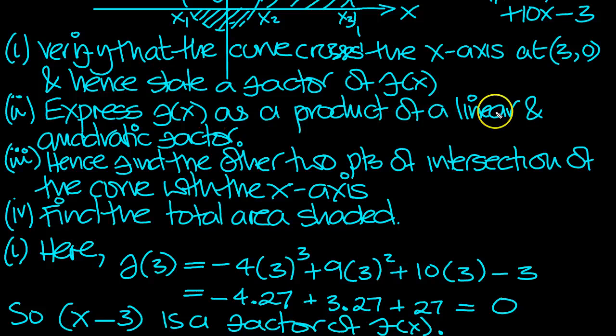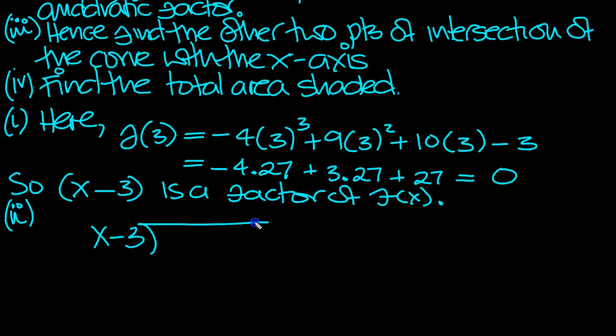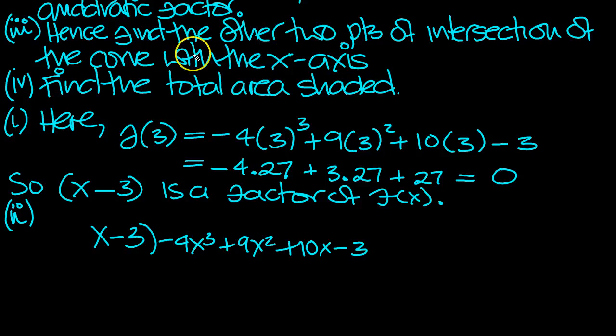And hence state a factor of f of x. Express f of x as a product of a linear and quadratic factor. So let's divide this in then, because this is the way the question is leading us to. It's leading us to do the long division of this into the cubic, which we can read off here. It's minus 4x cubed plus 9x squared plus 10x minus 3. And then we're going to find out how many times the x minus 3 goes into it. So let's work that out here.